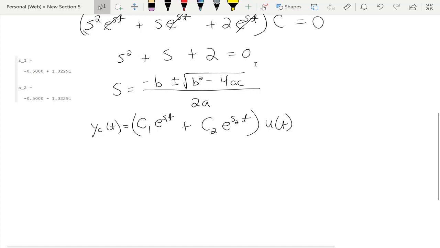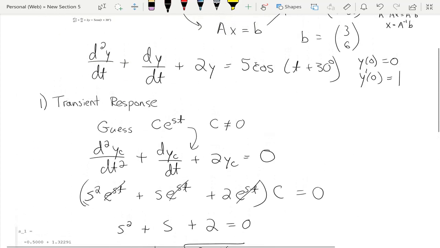but I can't get C1 and C2 until when? Until I get the particular solution. So step 2 is to find yp. So back to the original equation. This was our original equation up there. Now, how should I approach trying to get the particular solution to this?